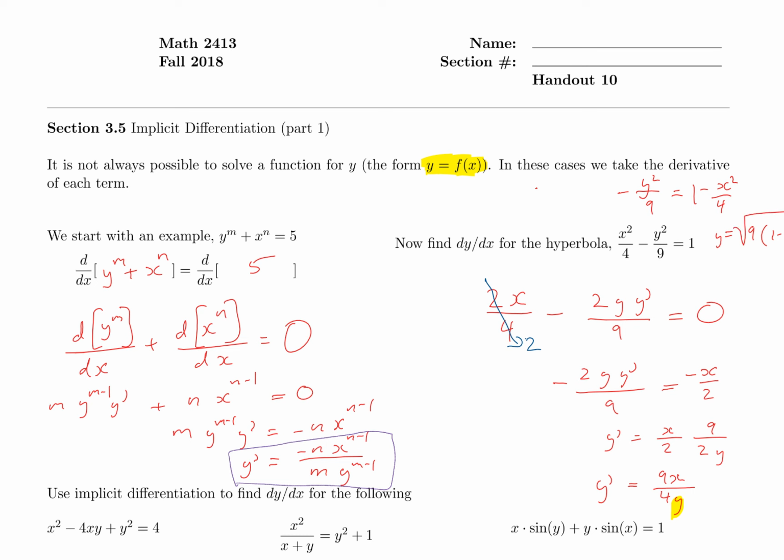Okay. And we can reduce this down just a little bit. Square root of 9 is clearly 3. We have 3 here, and we have the square root of 1 minus x squared over 4. So we're going to take this amount right here, and we're going to plug it right in.